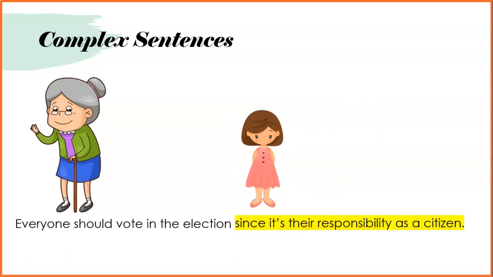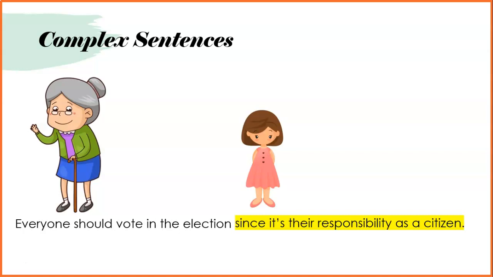Everyone should vote in the election since it's their responsibility as a citizen. Again, my independent clause is independent. It's all grown up. It can do its business by itself. It doesn't need anybody else. So grandma is my independent clause. Everyone should vote in the election. That's independent because it makes sense all by itself.